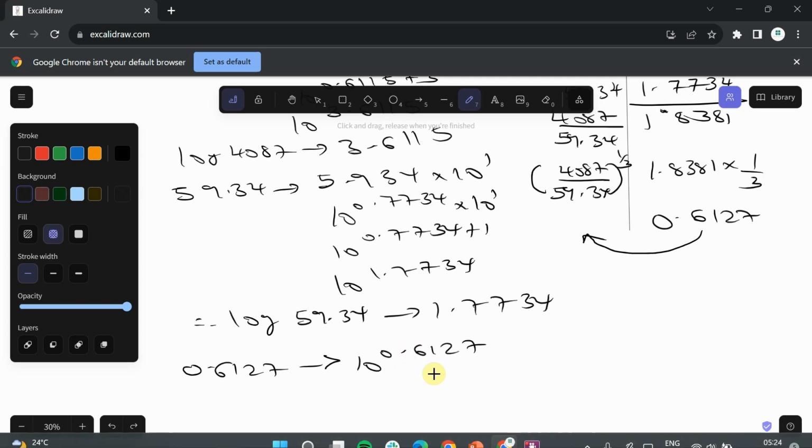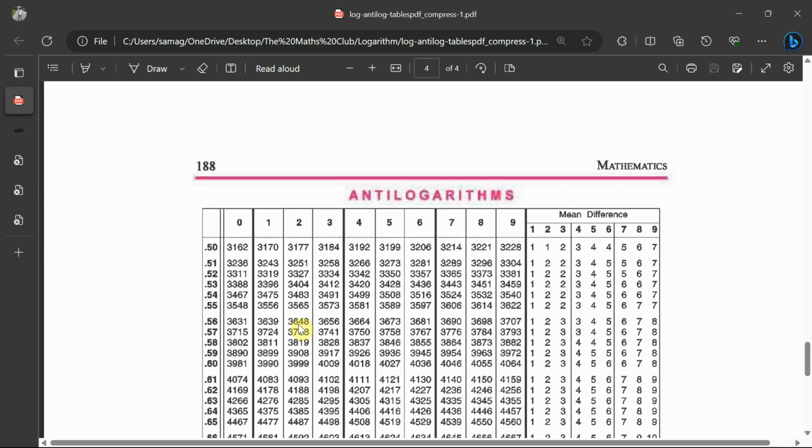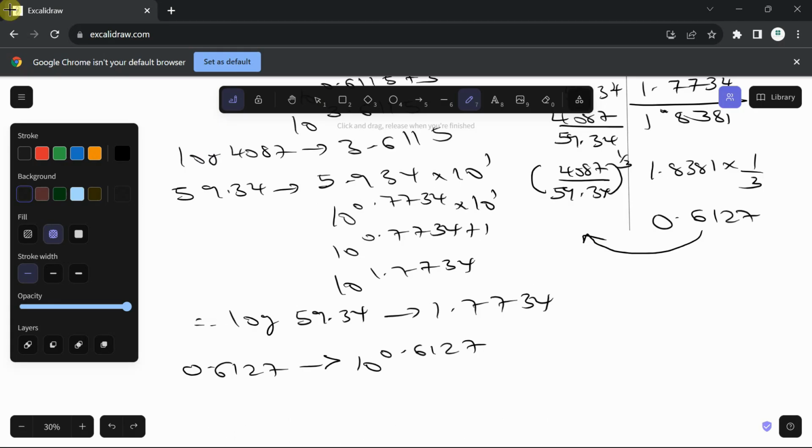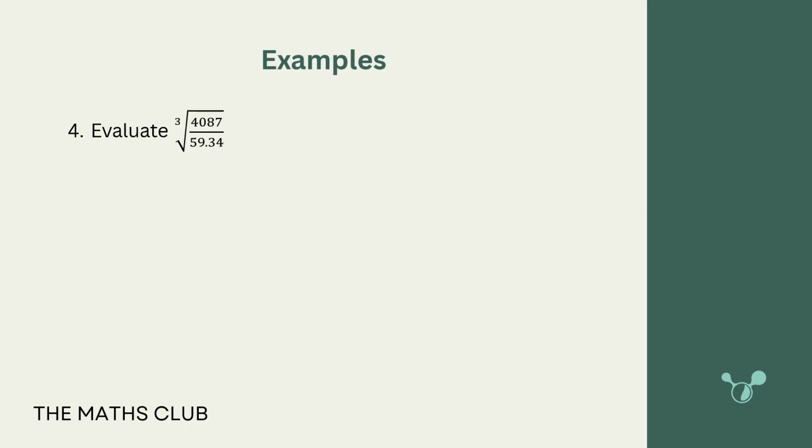0.6127. So 0.61 under 2 difference 7. So this is 4093 plus 7, so that is 4100. Of course, we know that that will be 4.100. So that means by the time we convert this to a number, we have 4.100. Let's see if our answer is correct. 4.100. Great.